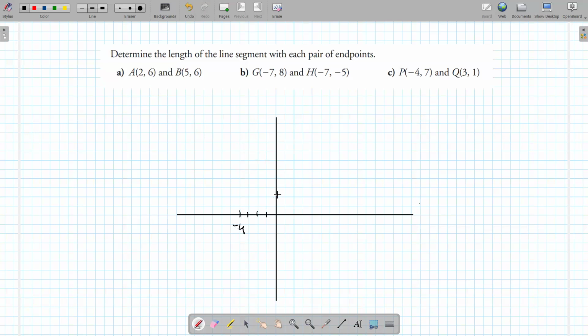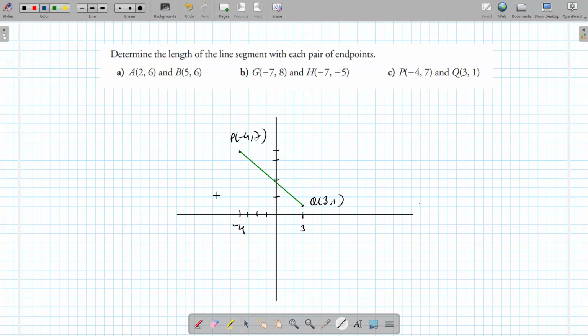So this is our first point, P (-4, 7). And then we have Q (3, 1). Now the question is the same: what is the length of this line segment? Here, counting boxes doesn't work as well.